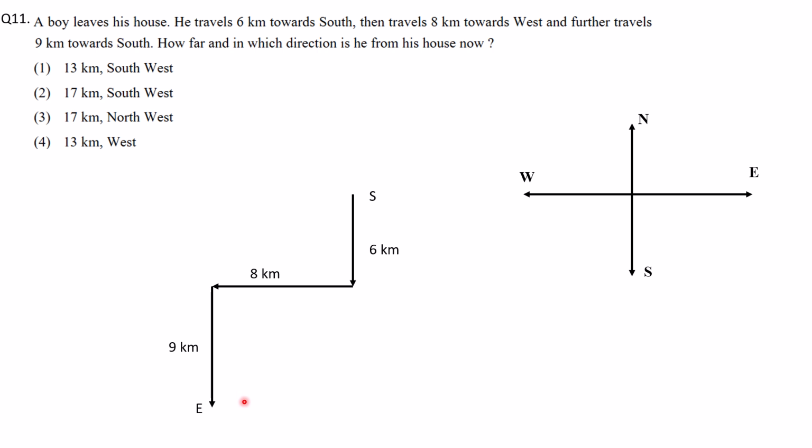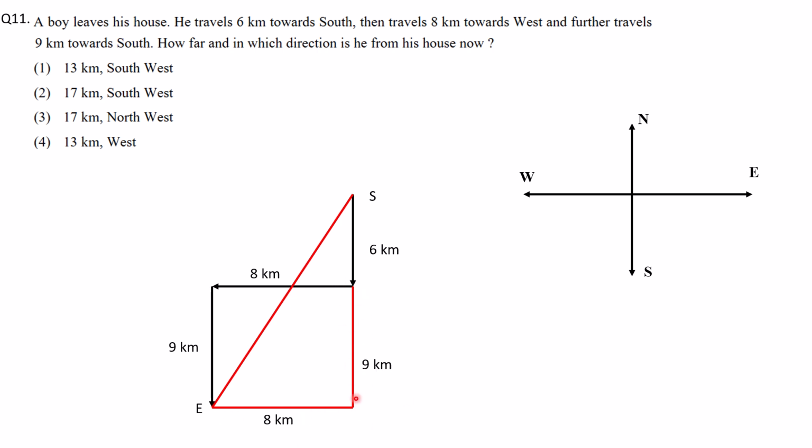Now you have to find how far and in which direction he is from his house now. So this is the starting point, this is the ending point. You have to find the distance between the starting and ending point, and the direction also. So let's join it. You have to find the distance of SE. To find that, let's join these two lines also, and you can see you are able to form a triangle. Drop a perpendicular, it will form a right angle triangle.